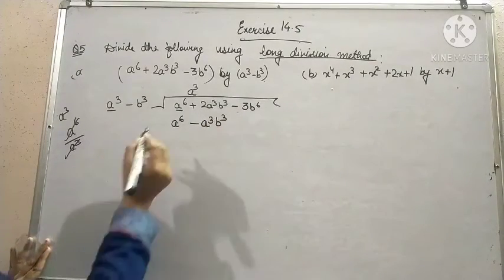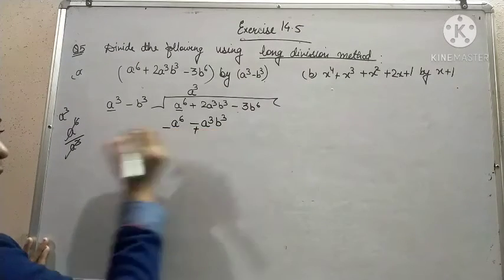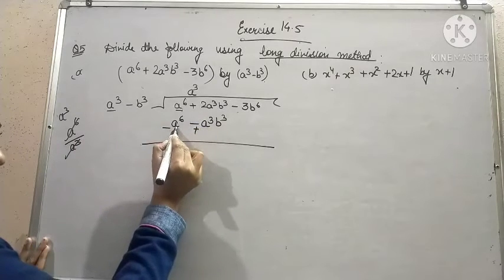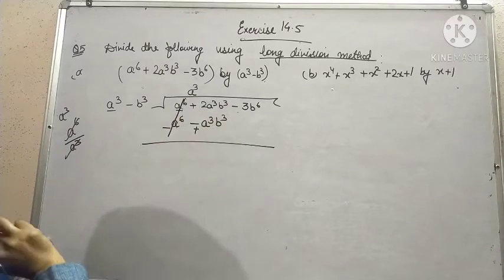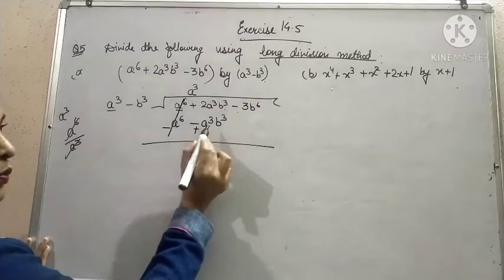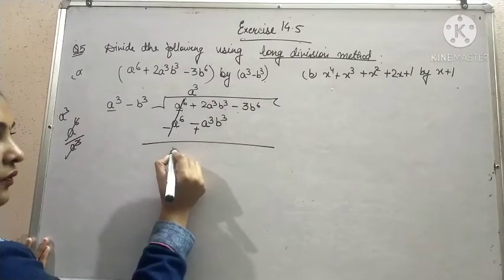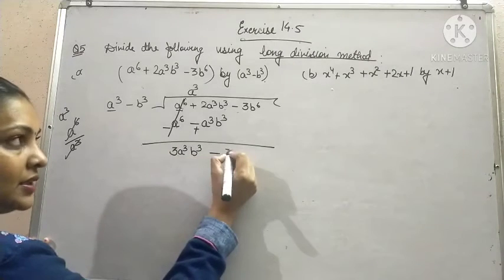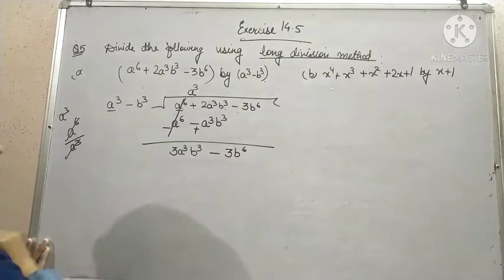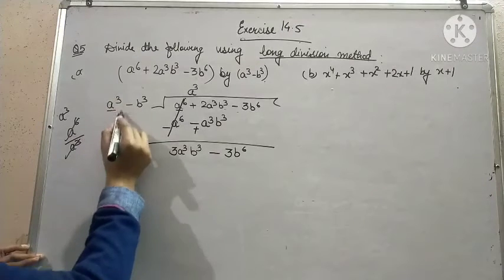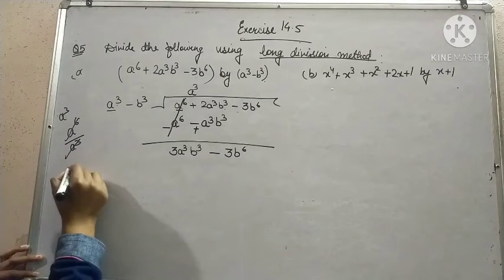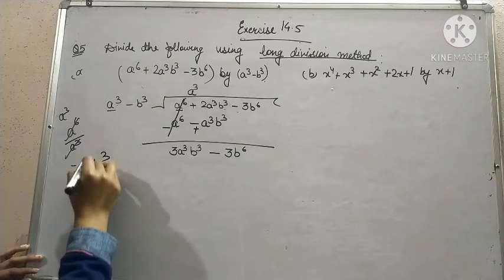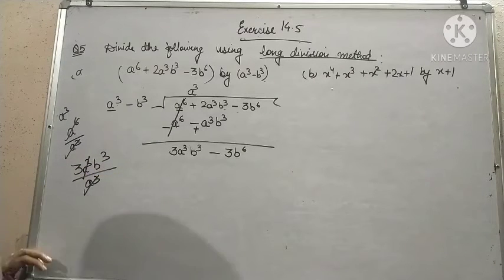Now the sign will change. It will become minus, it will become plus. Now a raised to the power 6 minus a raised to the power 6, they will cancel out. 2a cube b cube plus a cube b cube will be 3a cube b cube, minus 3b raised to the power 6. Now again take the first term of this and the first term of this. Divide them. You will obtain 3b cube.